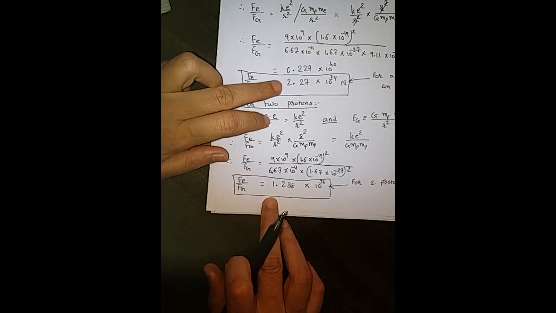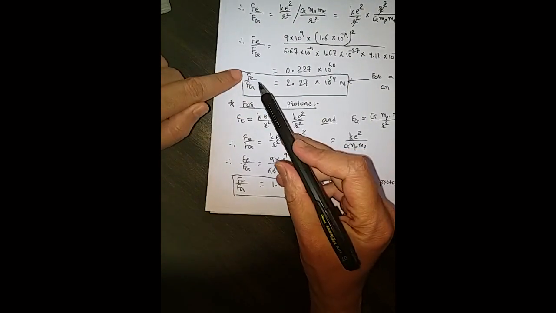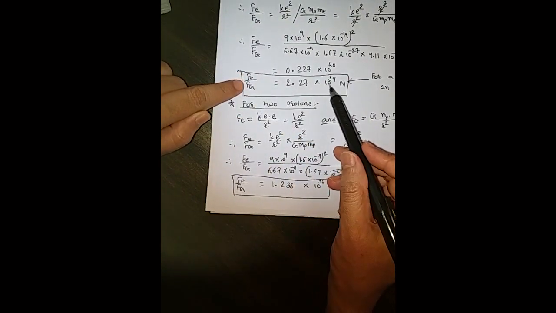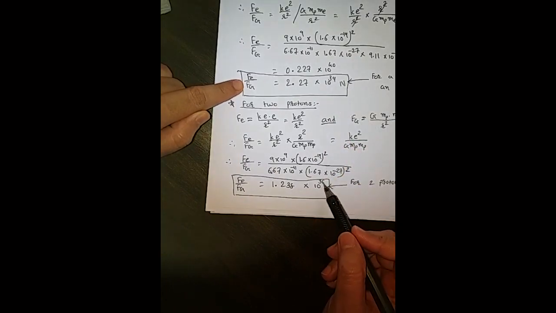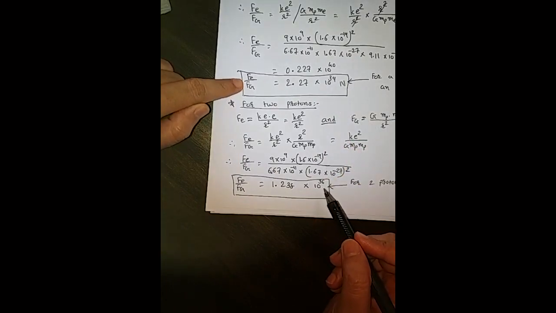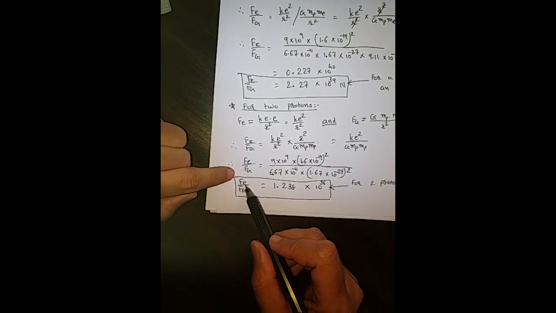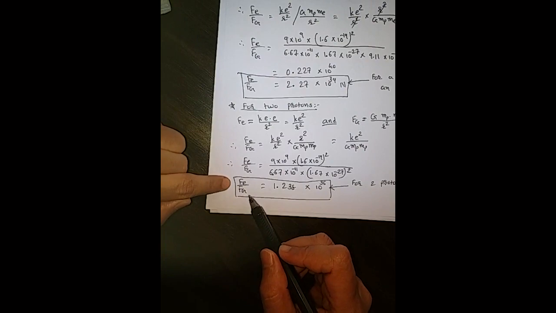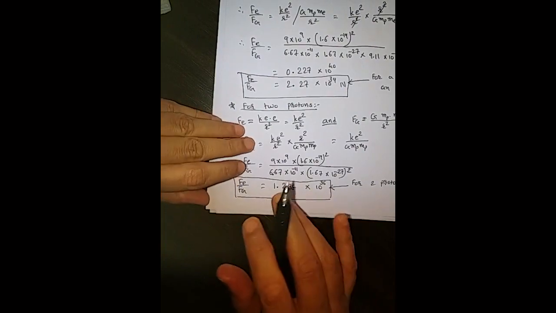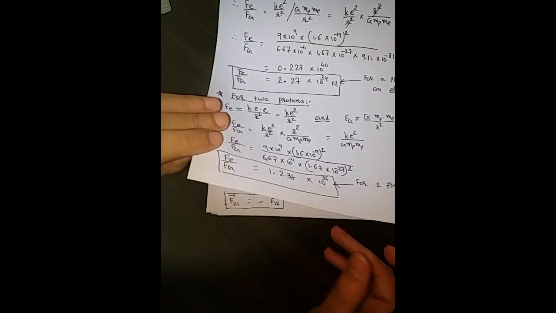Now just look at the answer. Force ratio of Fe upon Fg is of the order of 10^39. Here it is of the order of 10^36. It means that electrical force is much stronger compared to the gravitational force. So this is the first part of the question. Now let us consider the second part.